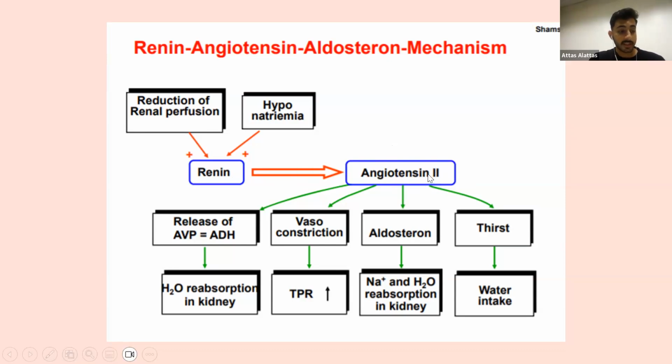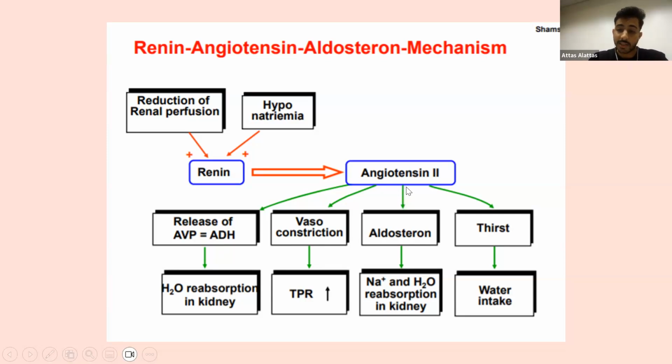It has an effect, as we said, on the blood vessels, causing vasoconstriction. Vasoconstriction will increase the resistance. Because it increases the total peripheral resistance, it increases the blood pressure, bringing it back to normal. It will also cause release of ADH from the hypothalamus, and ADH goes to the kidneys and causes water reabsorption. So again, you're increasing the blood pressure.